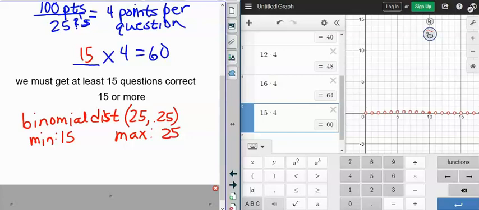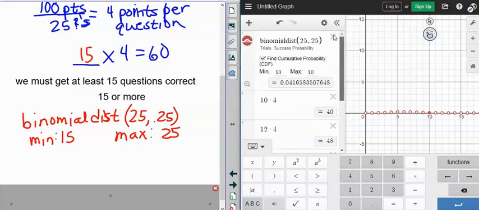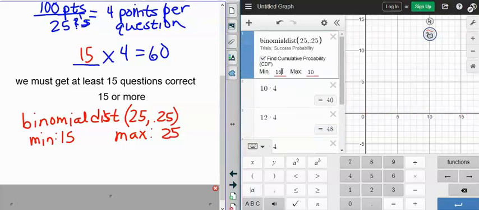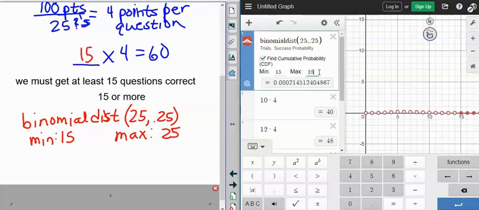All right, so we're going to find out what is the probability of getting a 60 or higher. I'm going to jump right back up to the top here. I'm going to change this from 10 to 15, and then the second one from 10 to 25. That gives us that probability right there. If we put that as a percent, that'd be 0.02%.